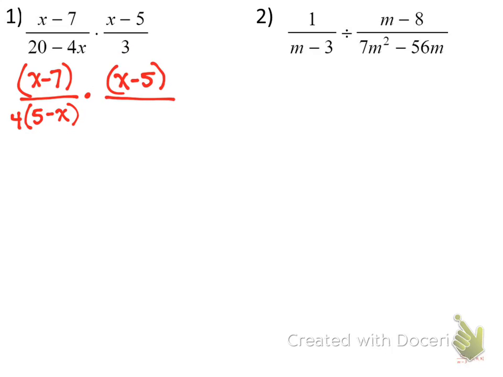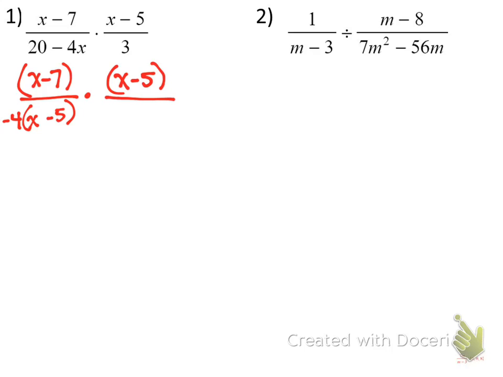Since that's the case, I'm going to take a step back and not take out a positive 4, but take out a negative 4. So that negative 4 times x is negative 4x. And negative 4 times negative 5 is positive 20. Okay? Now I have a common factor because I planned ahead because I know those are going to cancel out.